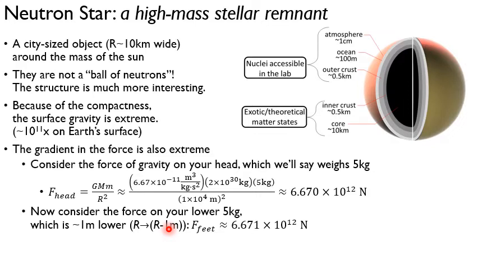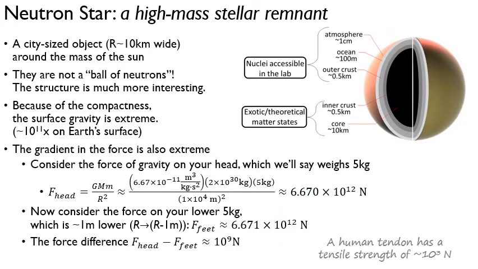a small difference. But if you do that, instead of 6.670 times 10 to the 12 newtons, you get 6.671 times 10 to the 12 newtons. Okay, it's only like a 0.1% difference. That's not very impressive, but consider the difference between these two. That means that the force difference between your head and your feet is 1 billion newtons.